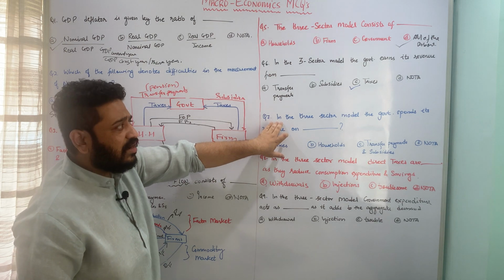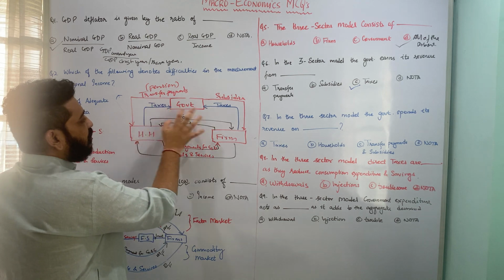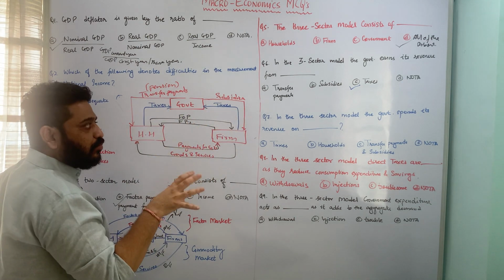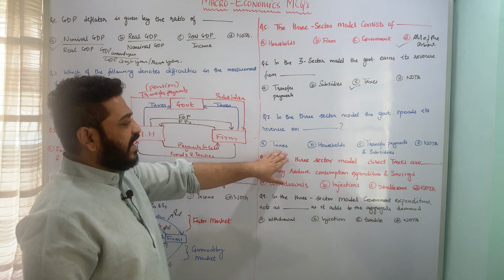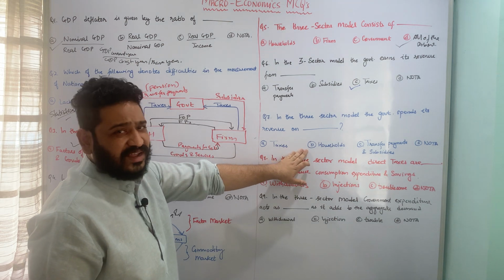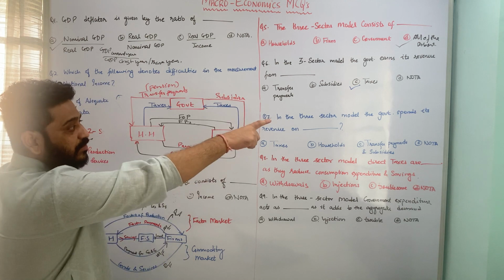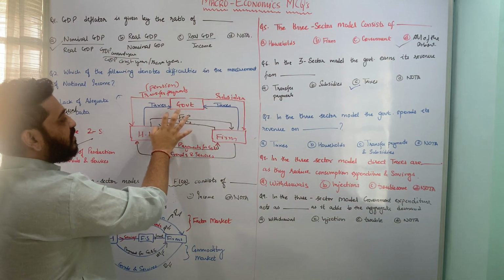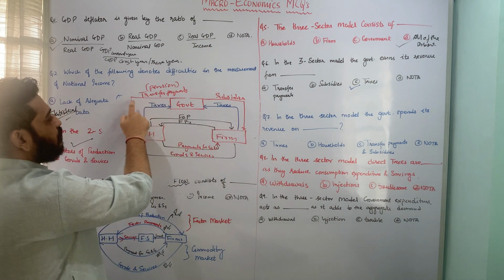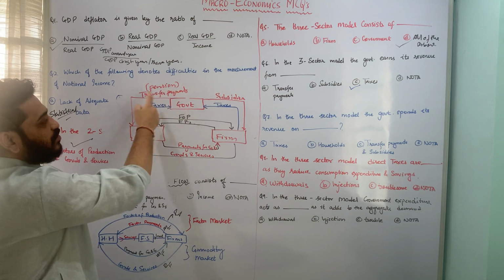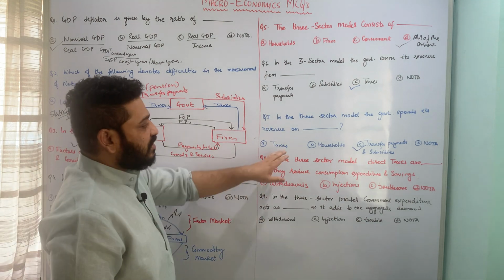In the three sector model, the government spends its revenue on dash. Now this is one way and this is the other way to earn revenue, but the government is also spending its revenue for certain purposes. What are these purposes? A, taxes; B, households, again vague; C, transfer payments and subsidies; and D, none of the above. So here we see that the government is spending whatever it is earning as taxes: it is giving out subsidies to the firm, and it is also giving out transfer payments in the form of pensions to the household. So therefore option C, transfer payments and subsidies, is the correct answer to this particular question.